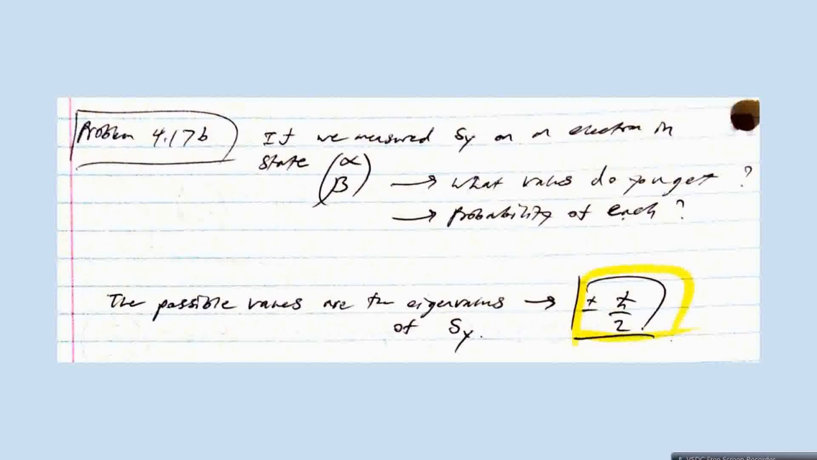Now moving on to problem 4.17b. If we measured Sy on an electron in the state (alpha, beta), we want to know what values we get and the probability of each. The first one's pretty easy to answer. The possible values that we could get are the eigenvalues, so that would be plus or minus h bar over 2, and these are the eigenvalues of Sy.